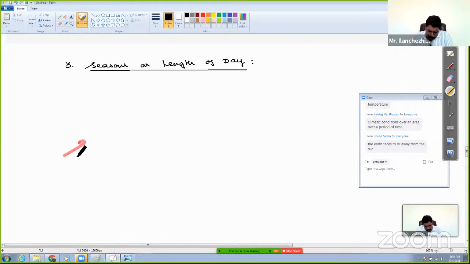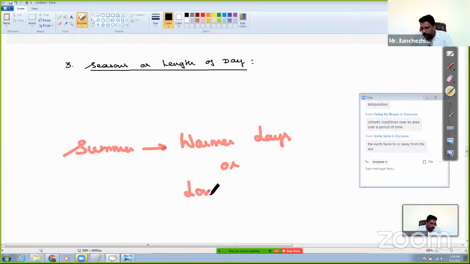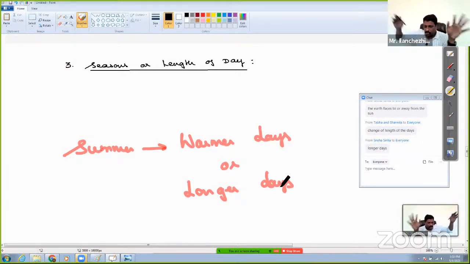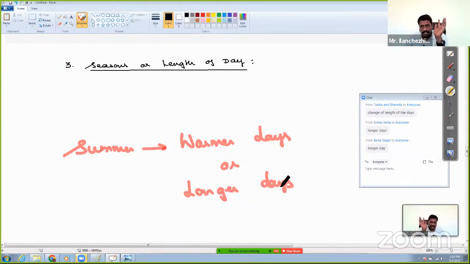Only one you have to choose. Summer is known for warmer days or longer days, my friend. I understand both, but I'm asking you to pick one. Which is more defining character of a summer? Both. Summer is warmer, summer is longer. Summer is known for early sunrise and late sunset, longer days, shorter nights, very warm condition. Very good. What is preferred is longer days.